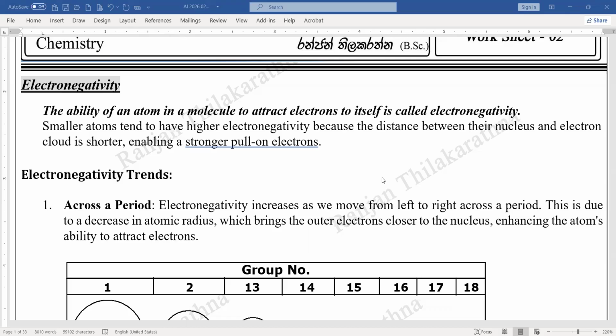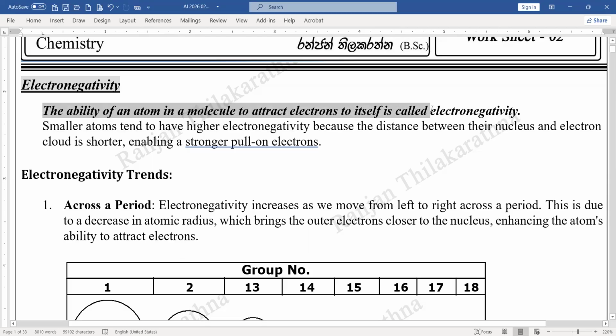Yeah, this electronegativity has a key role in this chemistry. So electronegativity is defined like this: the ability of an atom in a molecule to attract electrons to itself is called the electronegativity. It is something like this.